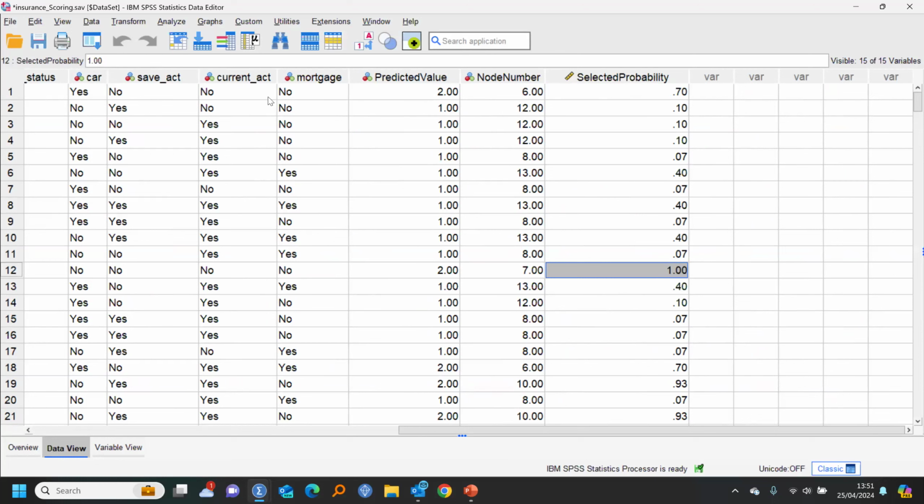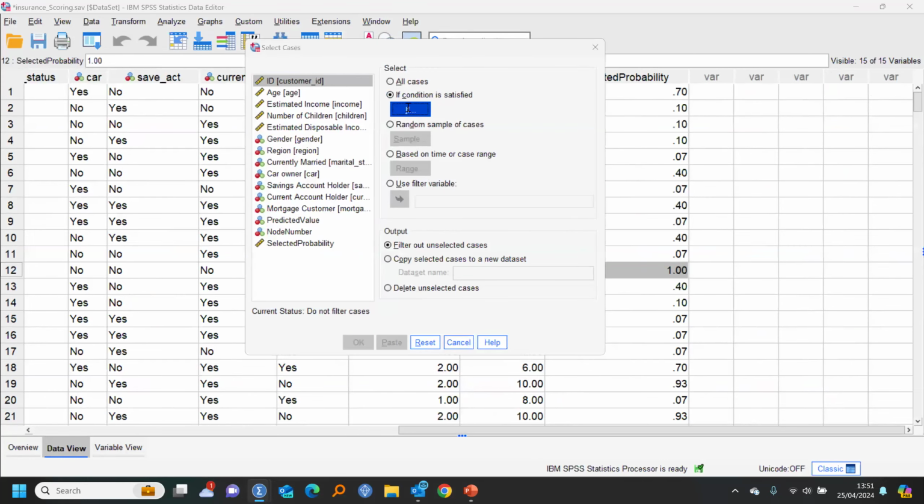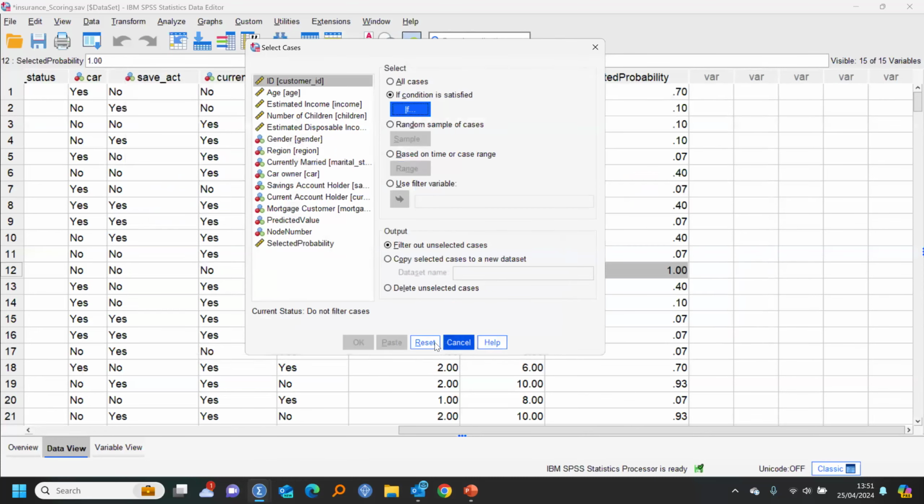At this stage, if you were working with the data, you might say, okay, well, I want to go to data, select cases, and I want to select everybody where the selected probability, let's say, is greater than, I don't know, 0.485 or something like that, because that's the kind of baseline level of probability of being a home insurance buyer. So you could actually say these are the people I want to select for my campaign, and you could then export that data set out from SPSS in whatever format you wanted to for selection.